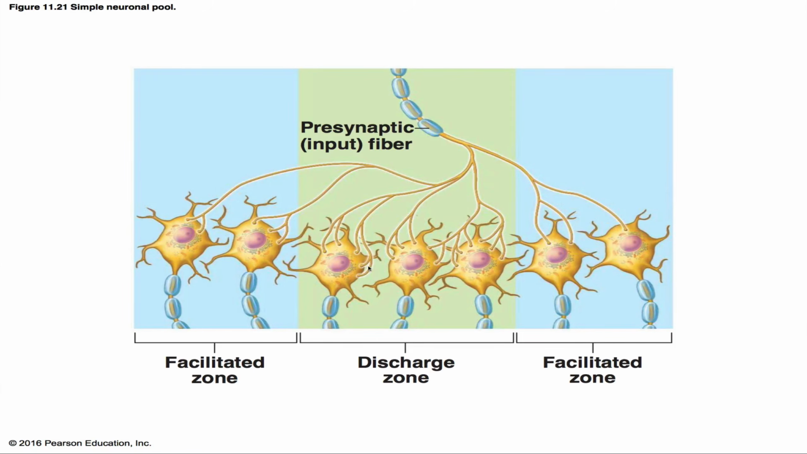So in this image here, you can see the presynaptic fiber over here, and then this is the discharge zone. So again, these are closest to this presynaptic fiber than these neurons over here that are much farther away from this presynaptic fiber. So they're in what's called the facilitated zone, over here and over here. So they're off to the periphery, off to the sides of this presynaptic fiber.